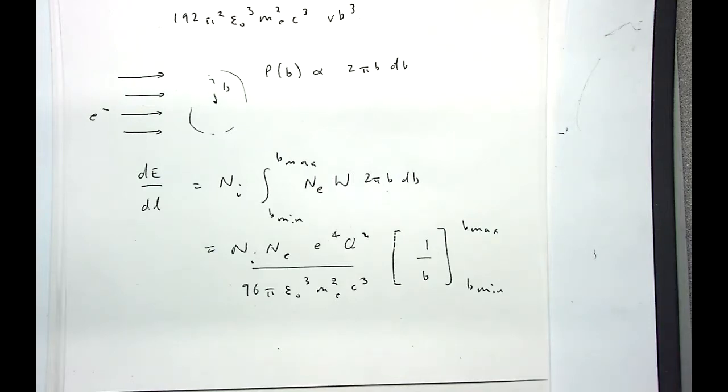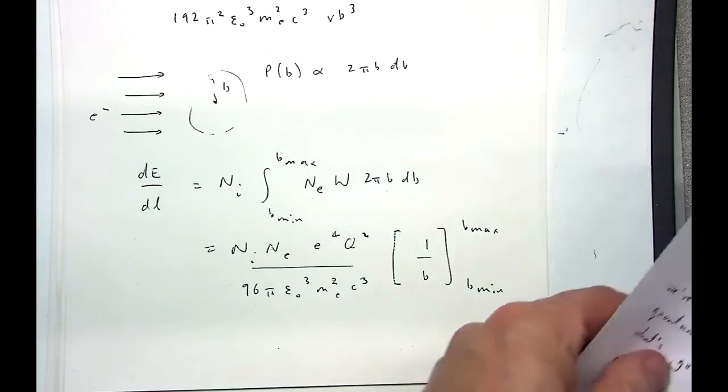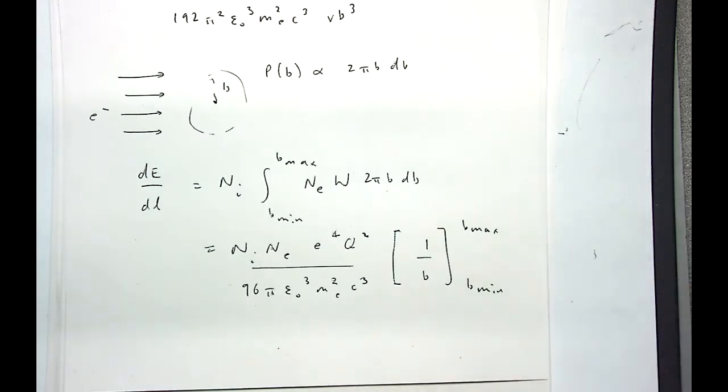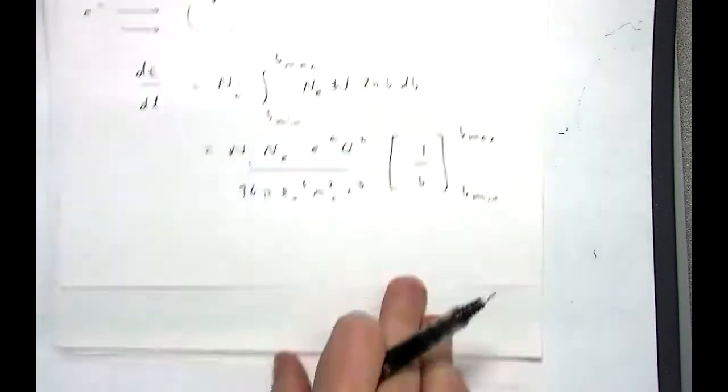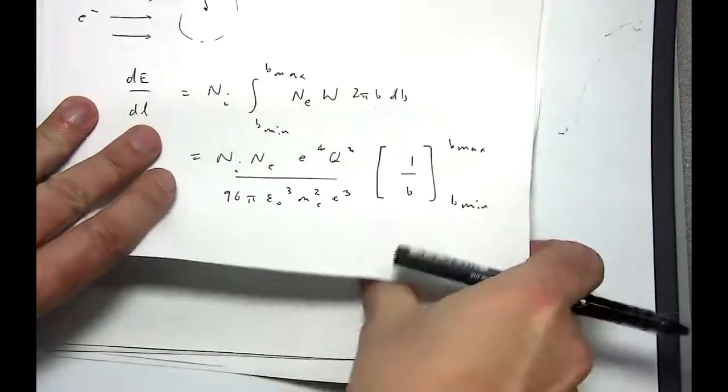But we think, okay, it's no good to have an infinite power, right? We do know that the maximum energy emitted by any given electron when it goes by a nucleus can't be more than the energy it had to begin with. So that presumably is setting some value of B min, right? It can't have a B min smaller than that. So we could set that.